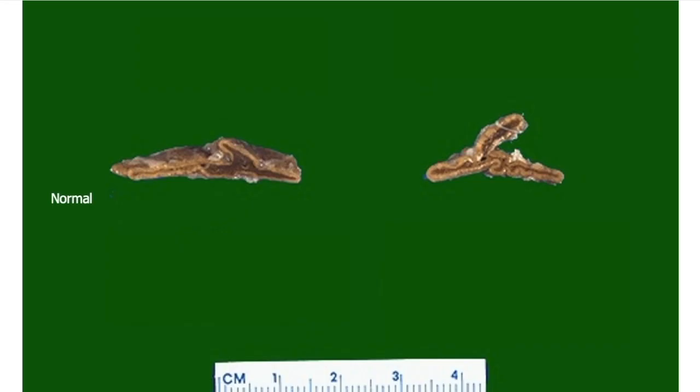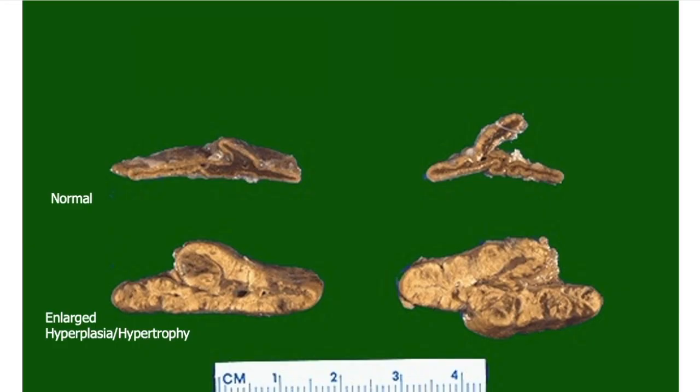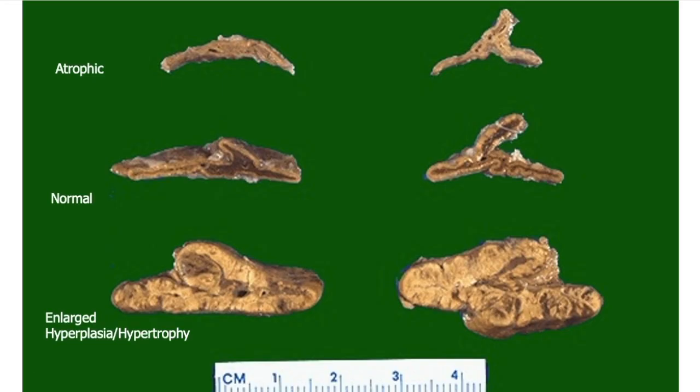ACTH does more than stimulate cortisol production. It also has trophic effects on the adrenal cortex. With chronic ACTH stimulation, the cortex can undergo hypertrophy and hyperplasia. Conversely, because ACTH has a trophic effect on the adrenal cortex, chronically decreased ACTH may lead to cortical atrophy. This is important to understand when due to exogenous cortisol.